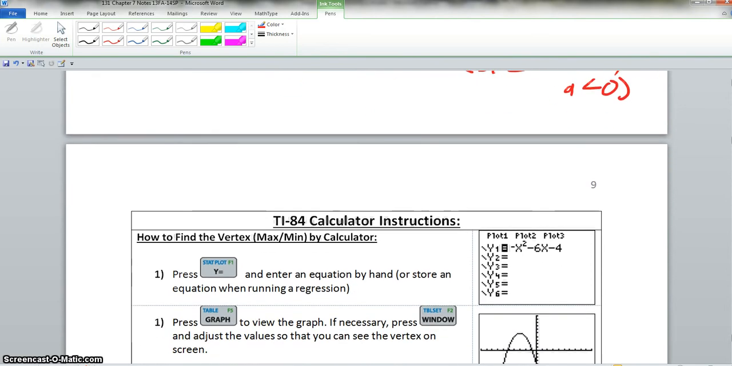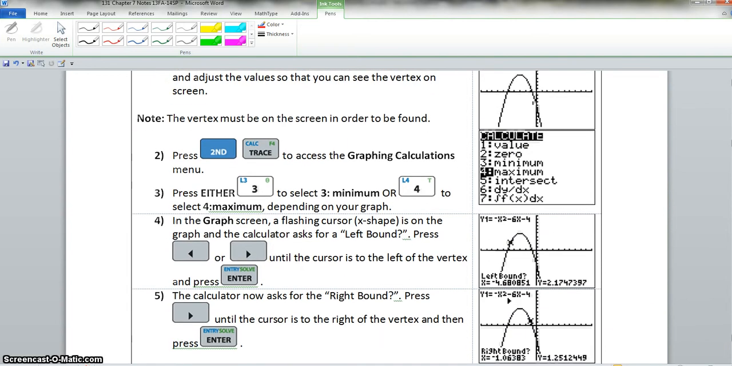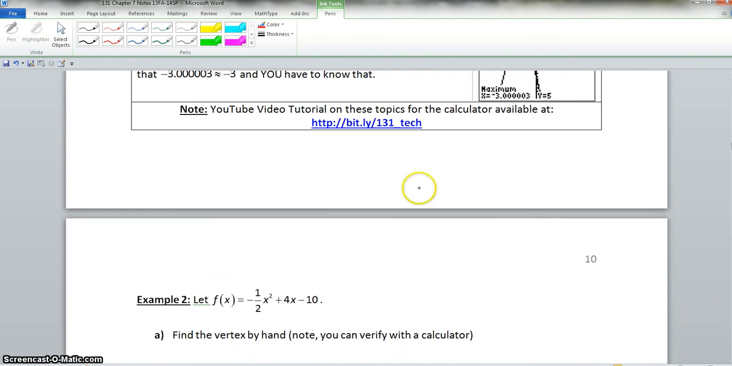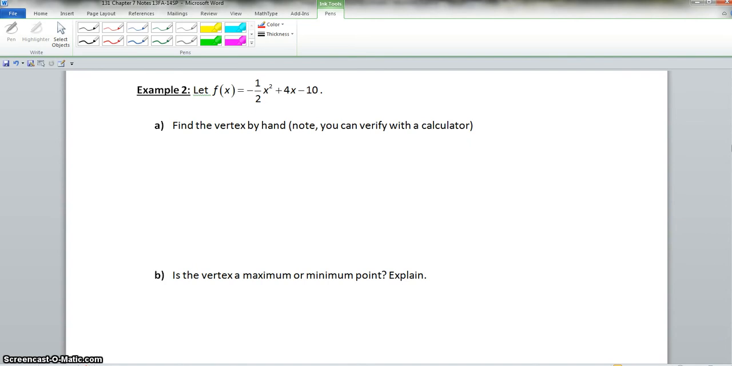Now, we have the TI-84 calculator instructions, which you can read at your leisure, and it will show you how to put this in a calculator and how to find a vertex. And here is the website here. Now, we scroll down here to our next page. We have example 2. Now it says here, find the vertex by hand. It says, note, you can verify with your calculator.